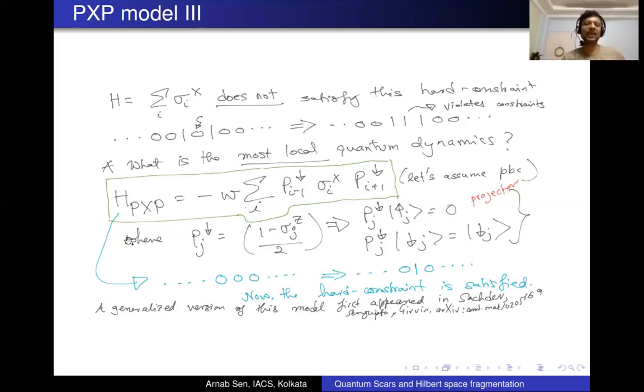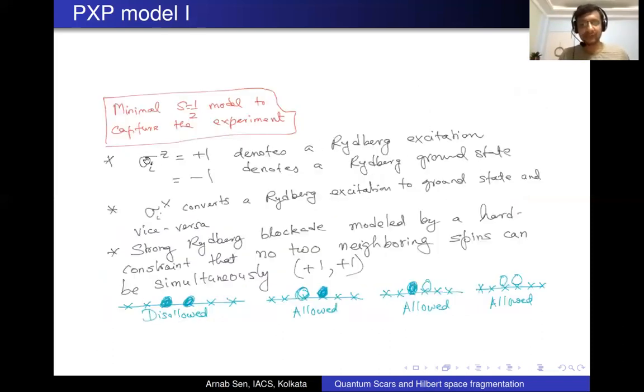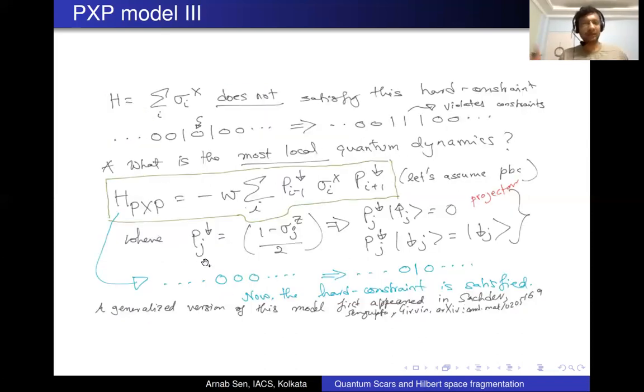So this is your many-body Hamiltonian. That's it, and that's why it's called a PXP Hamiltonian. Why? Because this is a projector, this is X, and this is a projector. So that's why people call it the PXP Hamiltonian. I hope it's clear that this is the most minimal local Hamiltonian that you can write with respect to the constraints of the strong Rydberg blockade. This is the most natural minimal Hamiltonian which you can write for describing this Rydberg atom experiment.